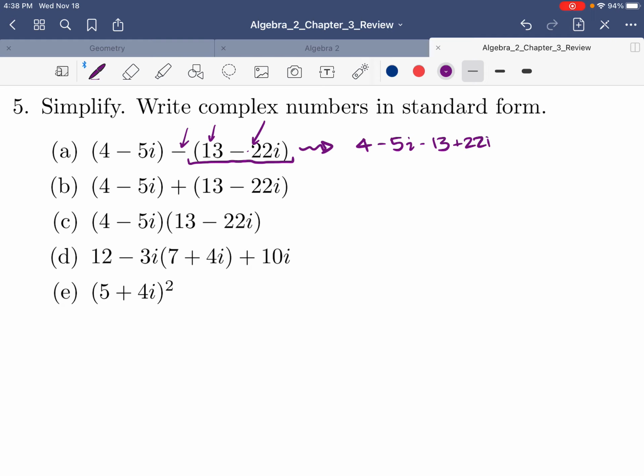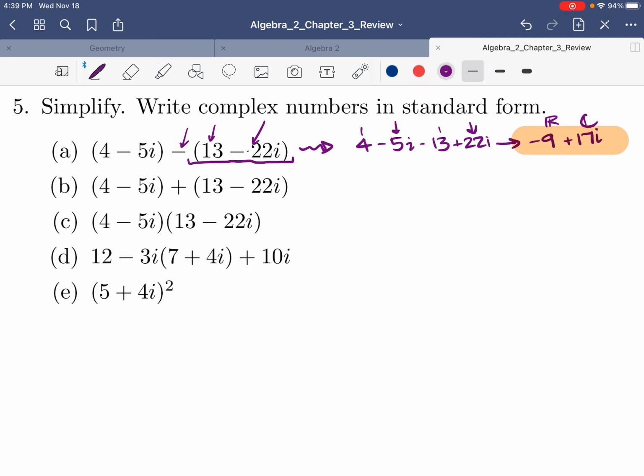And now we have something that kind of looks like a binomial or collecting like terms. And that's exactly what it is. So now we're just going to collect the like terms on this problem. The 4 and the negative 13 is going to give us negative 9. And then the 5i and the 22i is going to give us 17i. Now, standard form for a complex number is always going to be the real number followed by the imaginary number. So our answer for question A is negative 9 plus 17i.